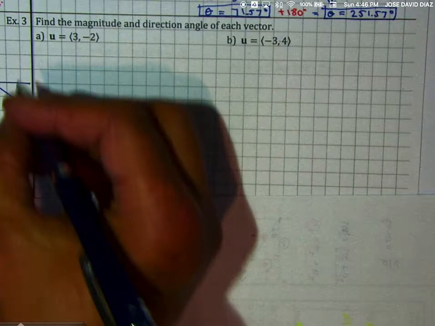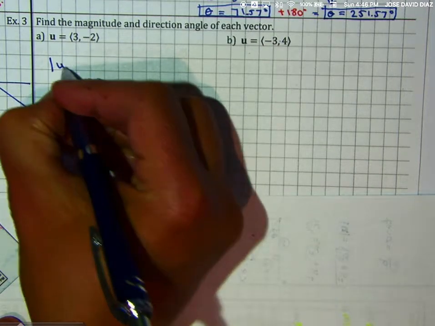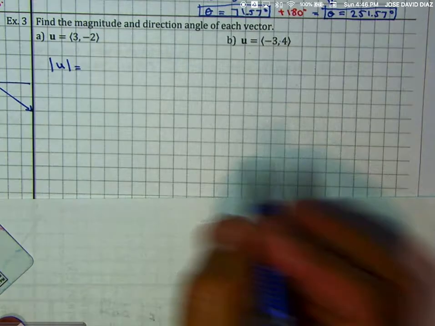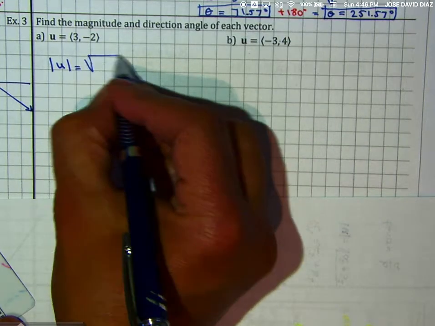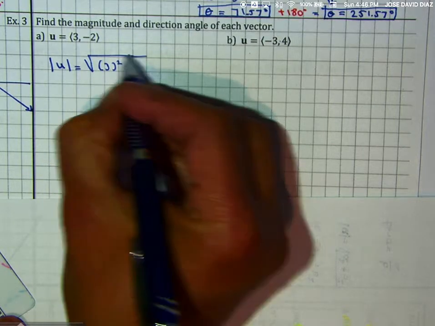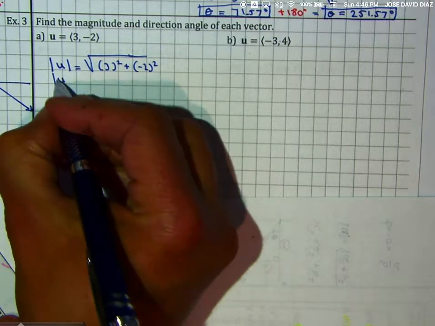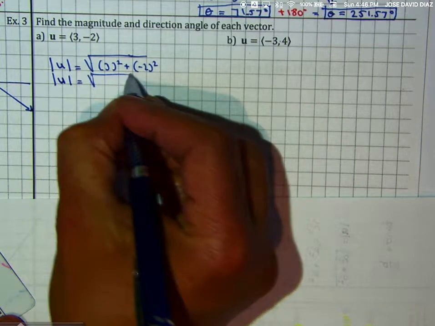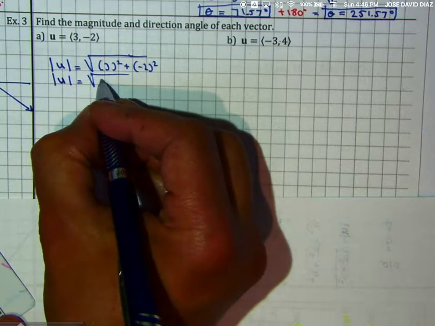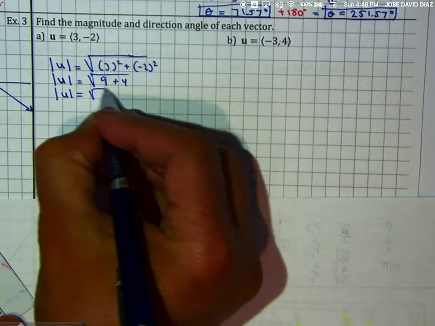So I need to be able to find two things. I need to be able to find the magnitude, which is the length. And to find the length, I'm going to take the square root of a, which is 3 squared, plus b, which is negative 2 squared. So the magnitude is 9 plus 4. So the magnitude will be square root of 13.